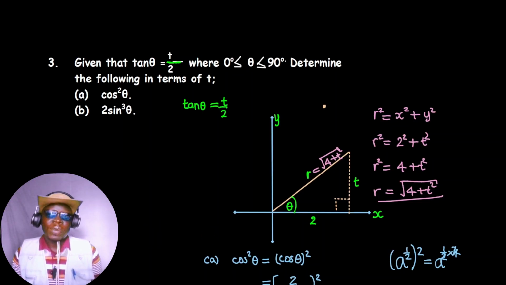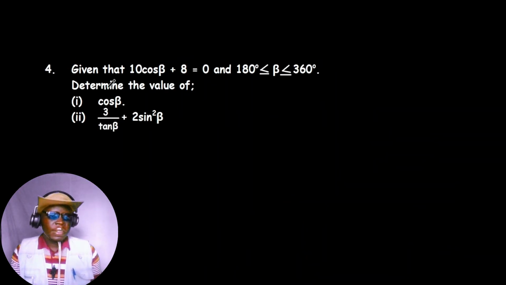So let's move on to our last question, and that is question number 4. In this question it says, given that 10 cos beta plus 8 equals 0 in a range of 180 degrees is less than or equals to beta and is less than or equals to 360. So this range here tells us that the angle for this question should lie in the third quadrant and the fourth quadrant. So what do we do when we have this kind of question?